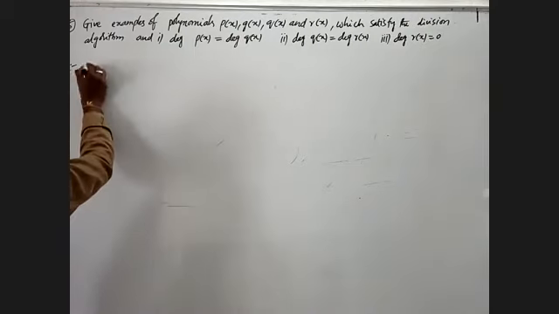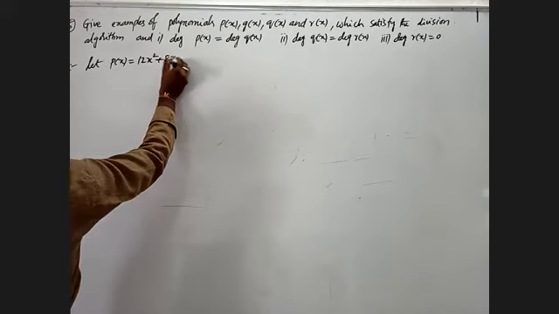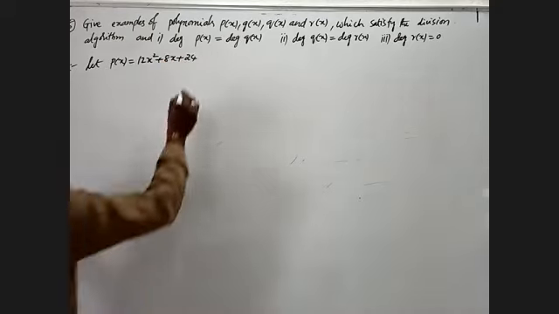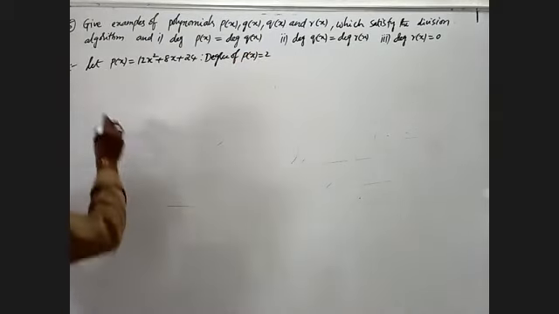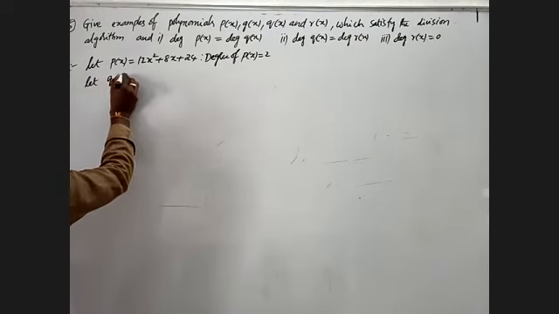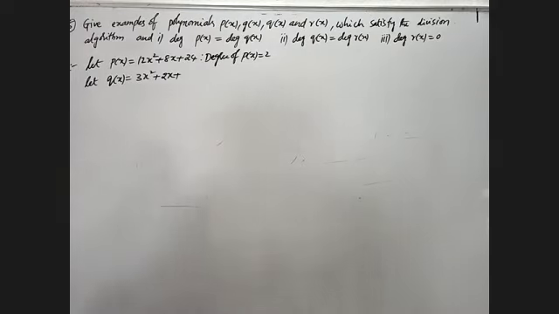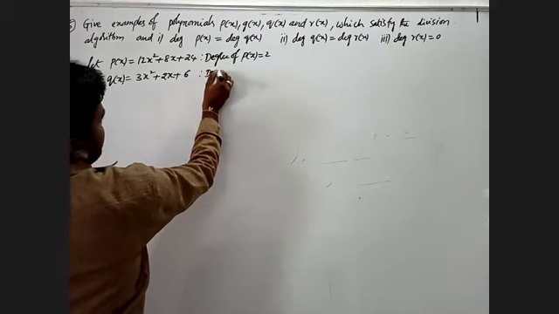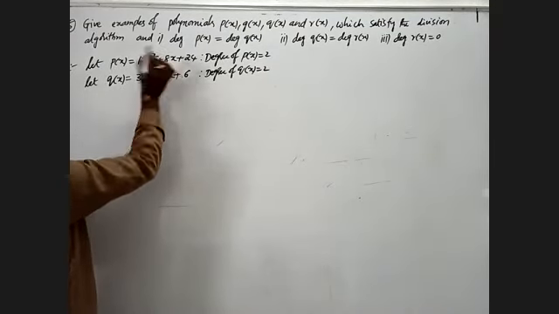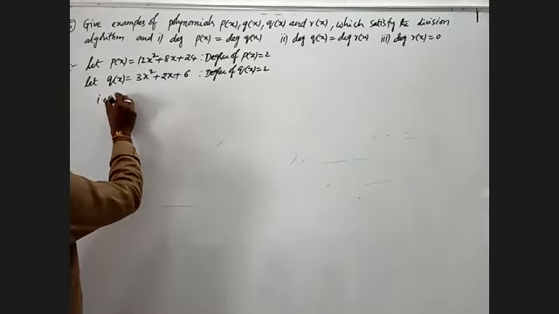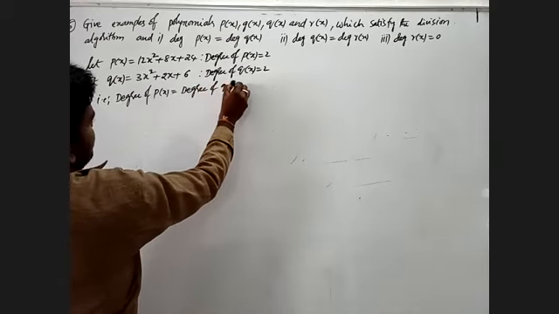I will take p(x) is equal to 12x squared plus 8x plus 24. Here, we will write degree of p(x) is equal to 2. After that I will take q(x) is equal to 3x squared plus 2x plus 6. And also we will observe degree of q(x) is equal to the highest degree of the given polynomial, which is 2. That is, degree of p(x) is equal to degree of q(x). This is the first one.